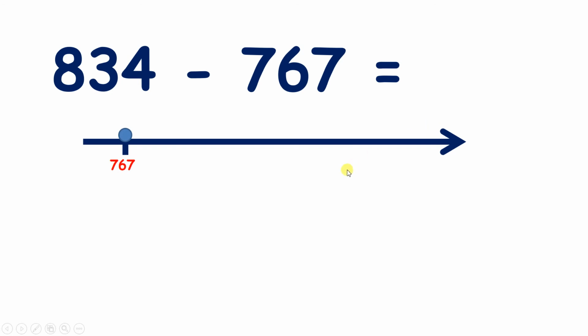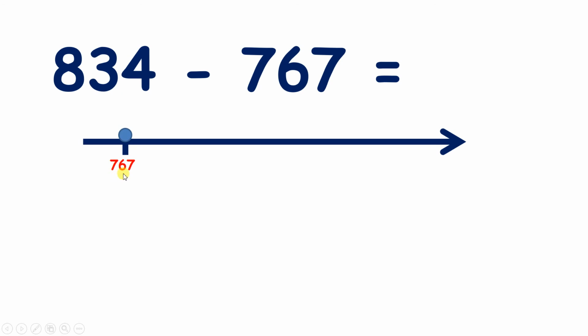Now pause the video and see if you can answer 834 minus 767 by finding the difference. So if we start on 767, adding 100 would take us to 867, which would be too many. So we need to start by adding tens.